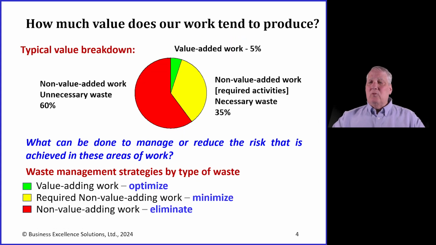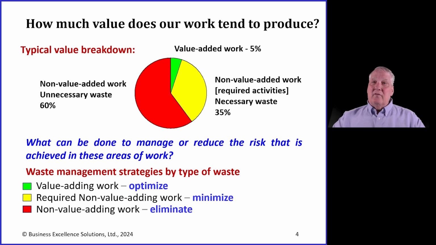Now, typically, when we start looking at waste the first time, we do an audit of the process, and we start seeing that 5% of the work that we do is adding value. 35% is necessary, but it's required activities. It's necessary waste. We might be able to minimize it, but we can't get rid of it. Non-value-adding work, unnecessary waste, is about 60%.